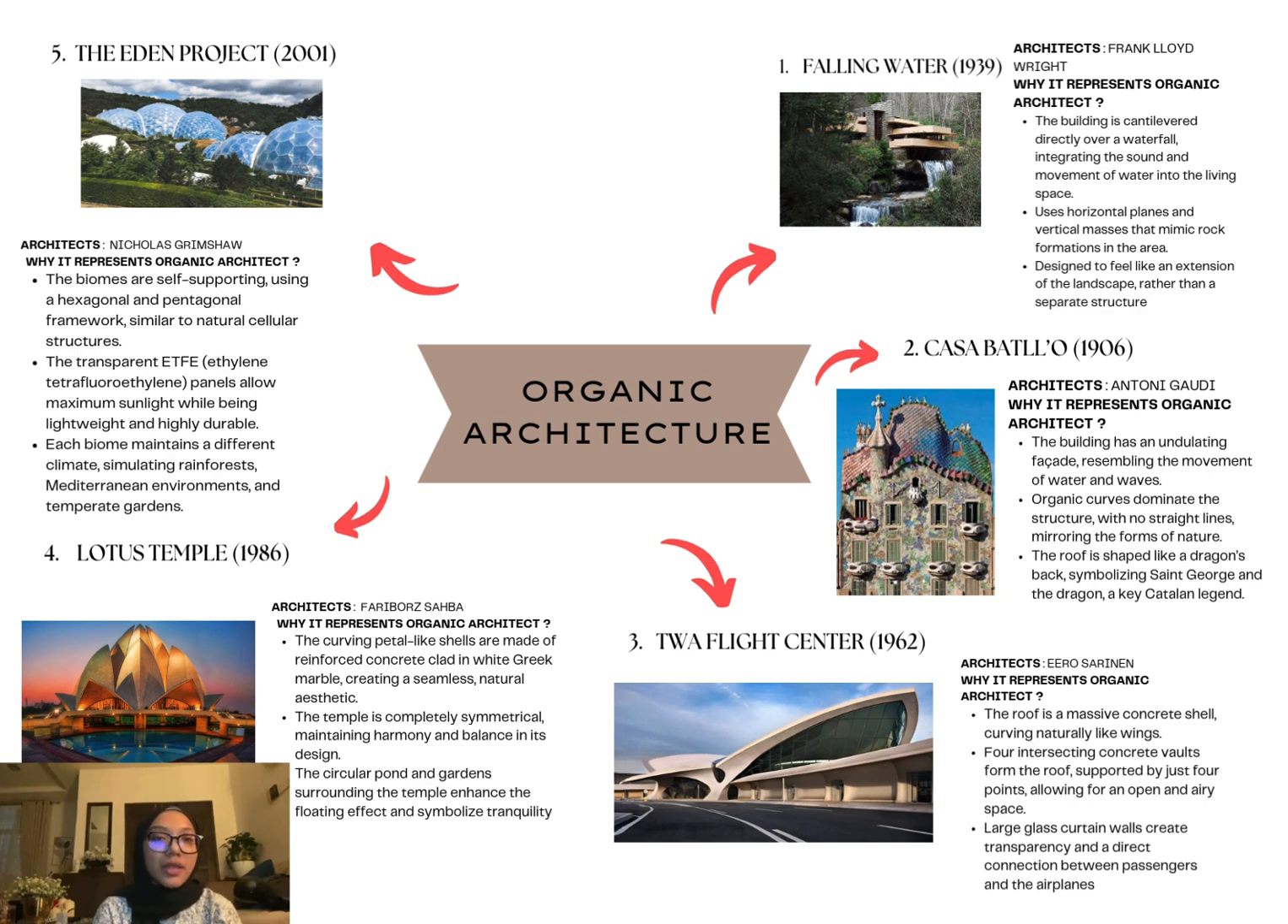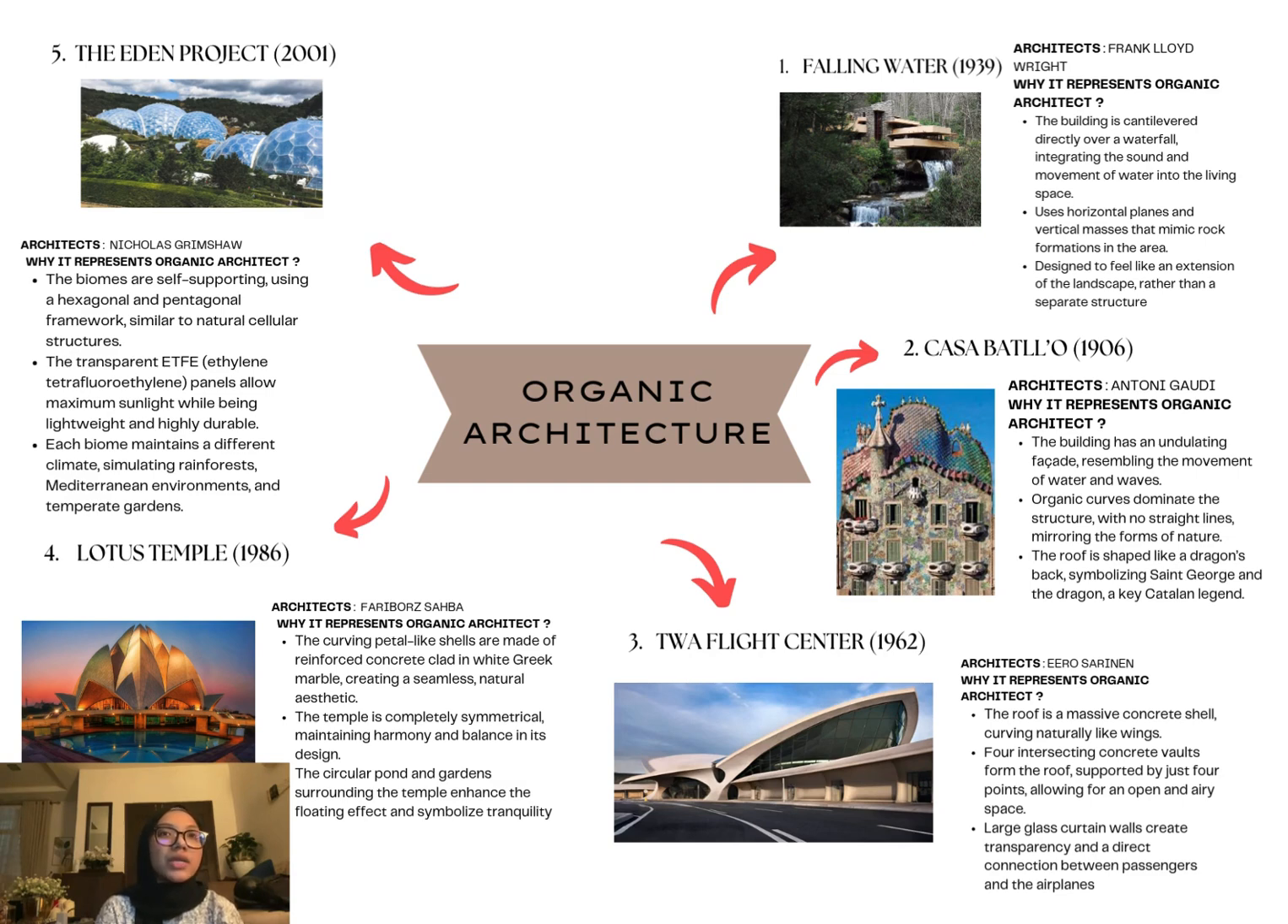The first organic architecture building is Fallingwater. It was built in 1939. The architect is Frank Lloyd Wright. Why it represents organic architecture: the building is cantilevered directly over a waterfall, integrating the sound and movement of water into the living space. It uses horizontal planes and vertical masses that mimic rock formations in the area, designed to feel like an extension of the landscape rather than a separate structure.